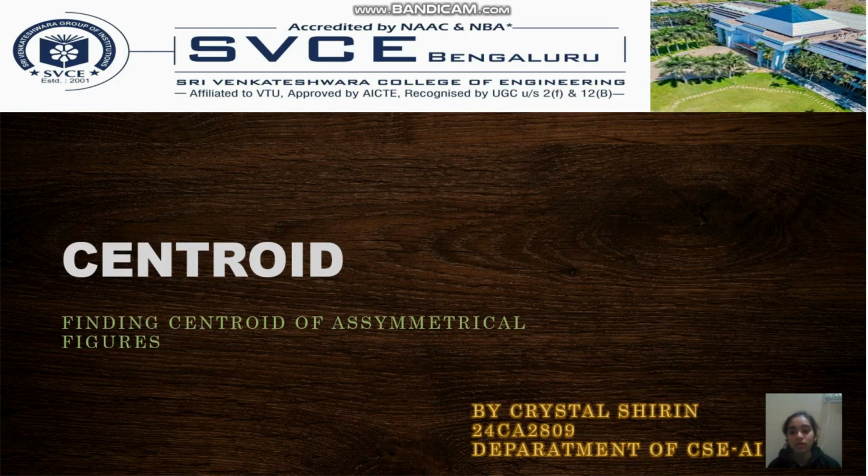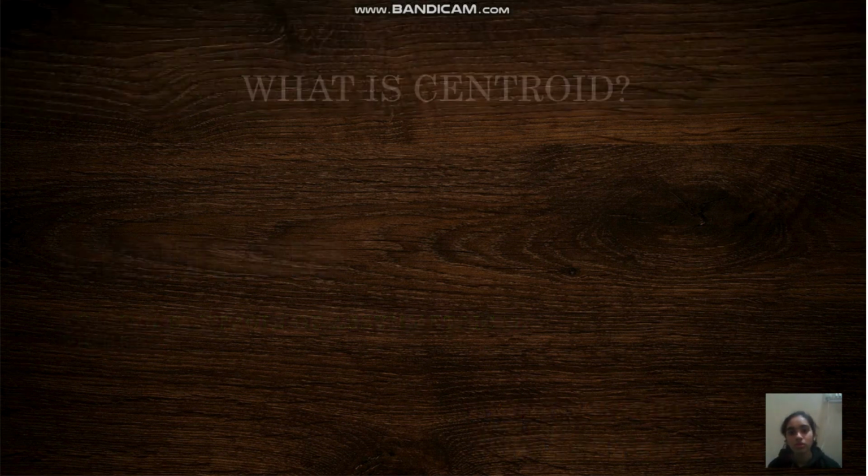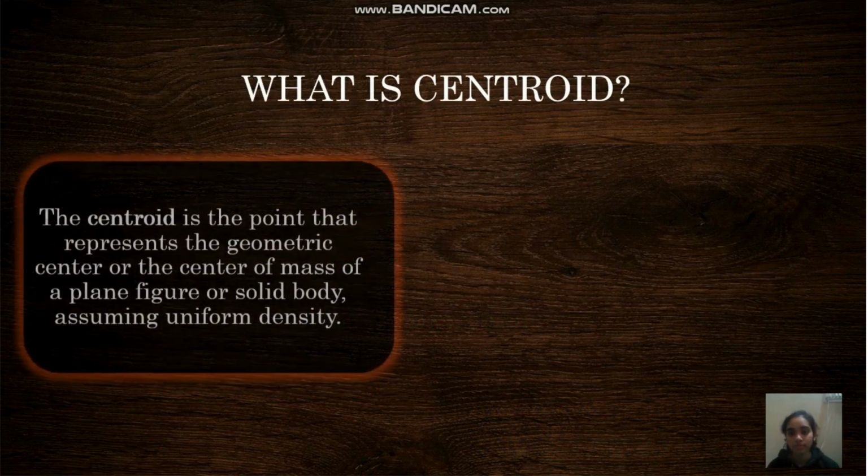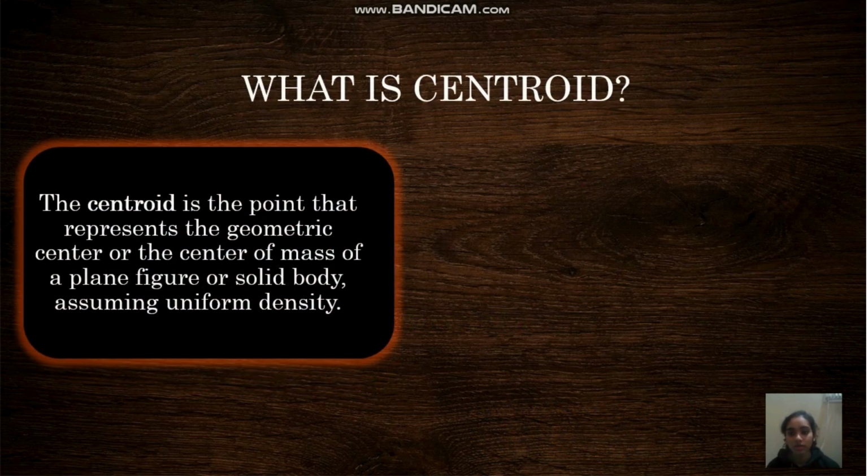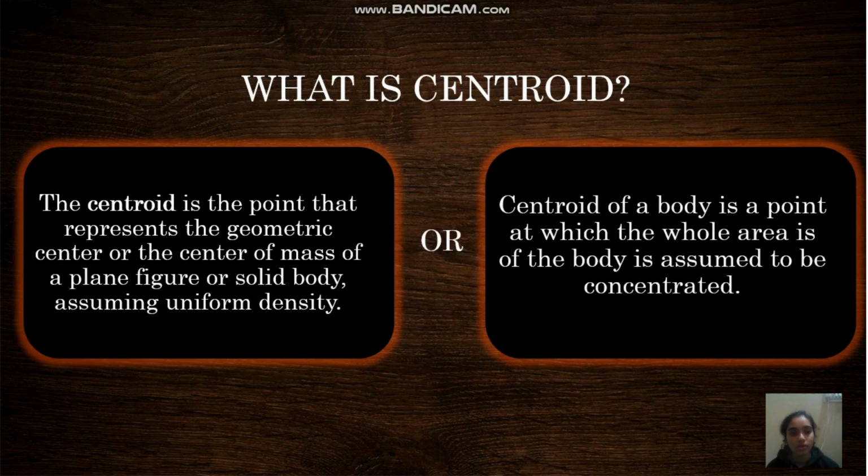In this video we are gonna learn how to find the centroid of an asymmetrical figure. First let's know what is centroid. The centroid is the point that represents the geometric center or the center of mass of a plane figure or solid body assuming uniform density, or it can also be defined as centroid of a body is a point at which the whole area of the body is assumed to be concentrated.